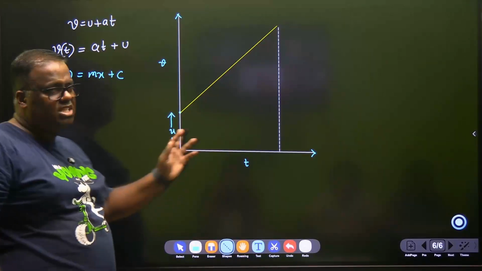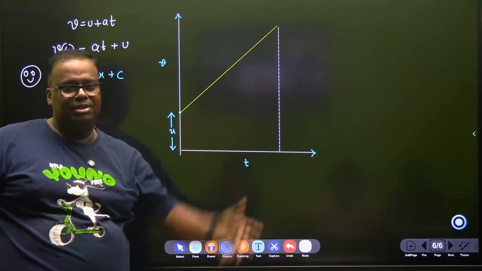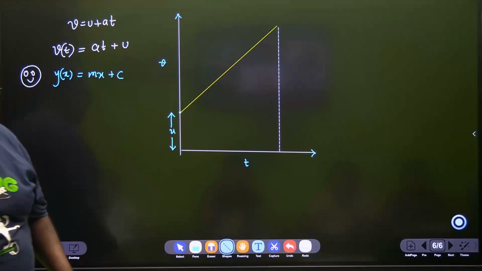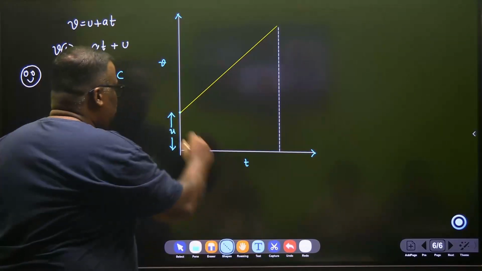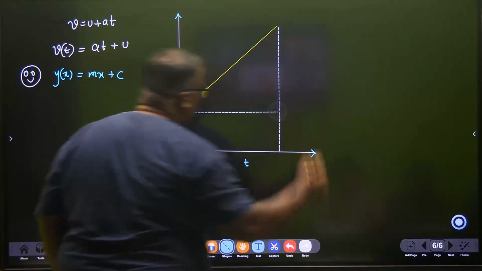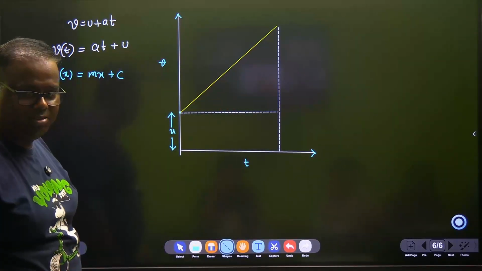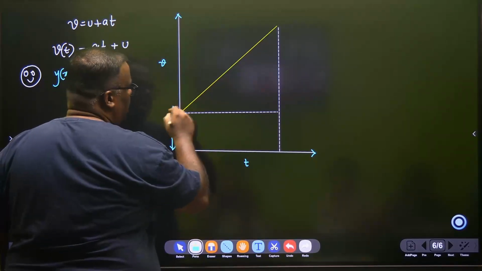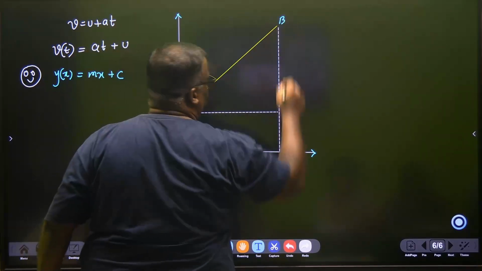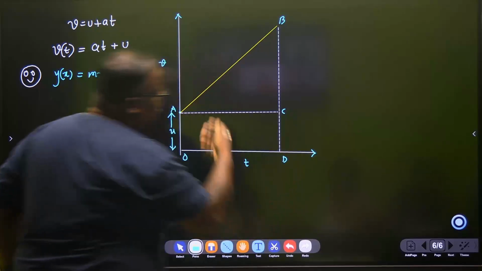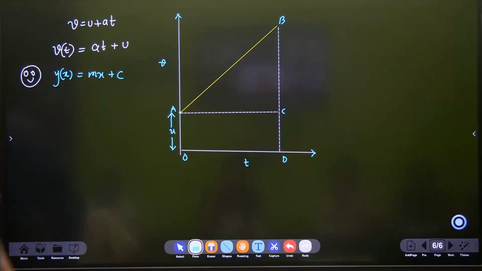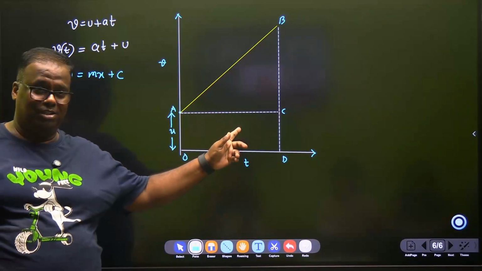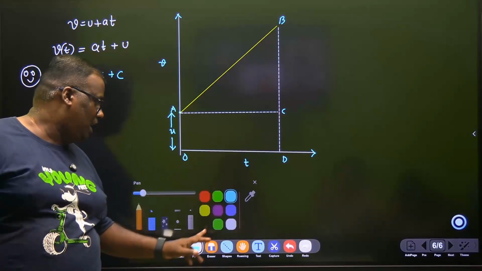What is the shape you are seeing? Trapezium. Don't you think this is also a rectangle and a triangle? Agreed? Very good. So let's give it some names: O, A, B, C, D. All we are supposed to calculate is the area. And this area should give me displacement. Yes or no? So let's calculate the area.